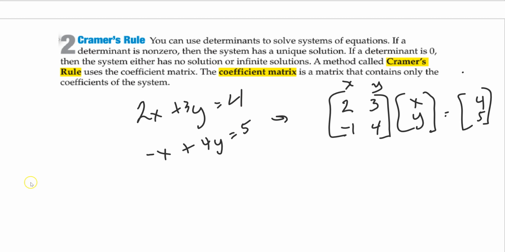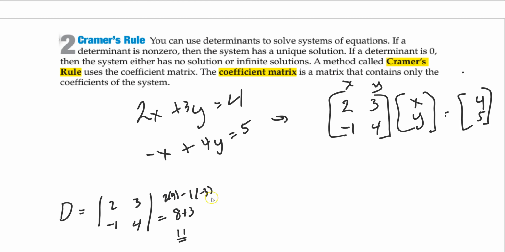Now Cramer's rule really just says 3 things. You find the determinant of the coefficient matrix. So 2, 3, -1, 4. In this case, it'll be 8 plus 3 actually, so 11. All right, down minus up. So 2 times 4 minus 1 times -3, or 3 times -1. You get 11. And then we have to find 2 more determinants.